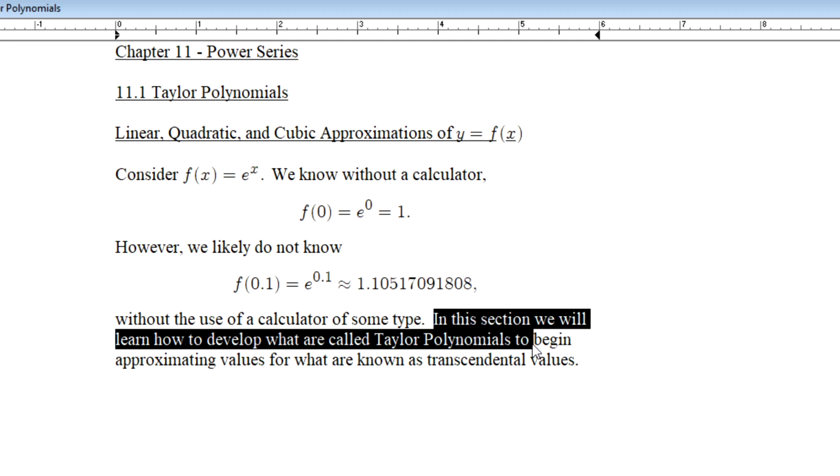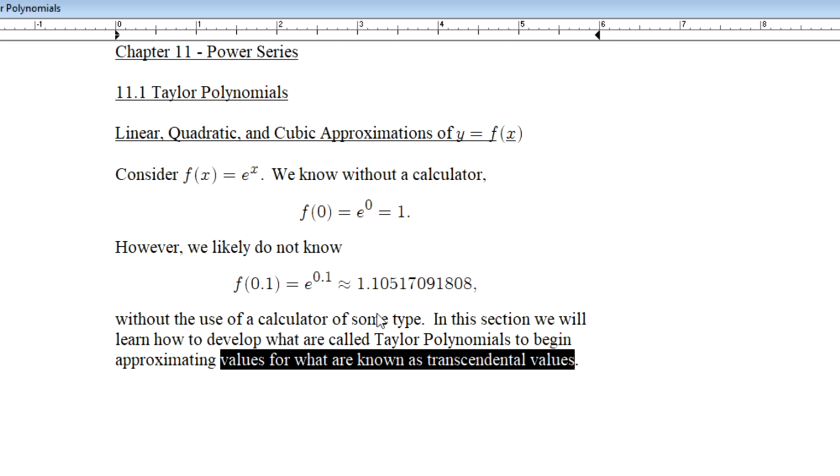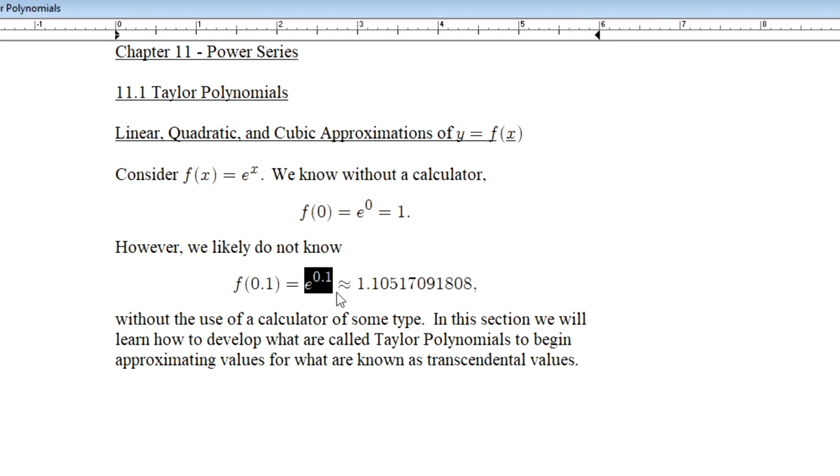In this section, we will learn how to develop what are called Taylor polynomials to begin approximating what are known as transcendental values. This value, e to the 0.1, we might think of as a transcendental value. To mentally wrap our brains around what that value would be does require some higher level thought, where we could use some limit techniques, some calculus, to help us. So let's bring that into the picture.